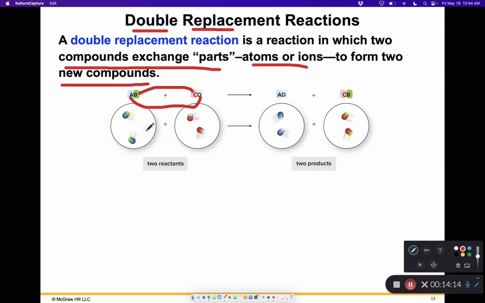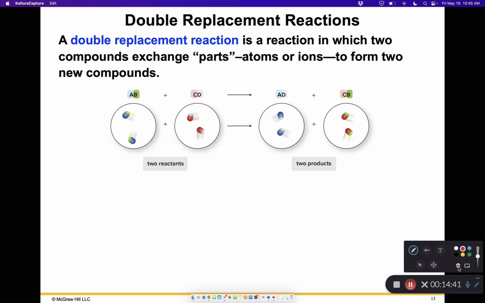So you have two reactants, and in the picture shown here, two reactants swap their partners, and after swapping they do have new products, right? If they still have AB and CD, we do not say it is a reaction. Here AD and CB form, which are new compounds compared to the starting material. So the reaction took place here. Let's see some real examples.